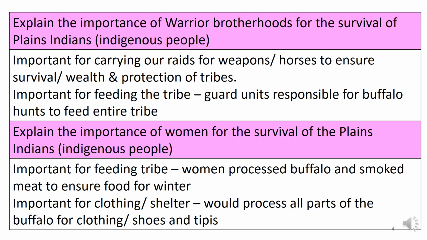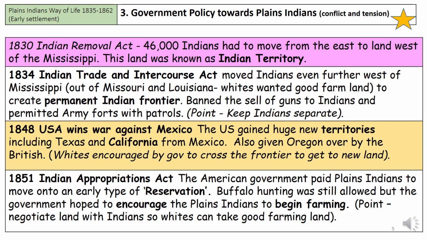Okay, on to the next subtopic in here, which is government policy towards the Plains Indians, and this one is really important for this year. So it does begin with the 1830 Indian Removal Act, and this is where President Jackson moved 46,000 Indians to the west of the Mississippi River.